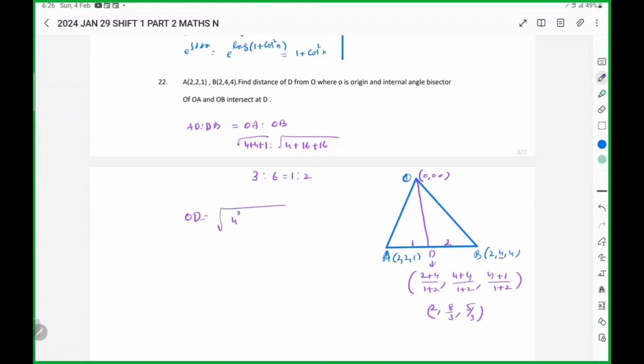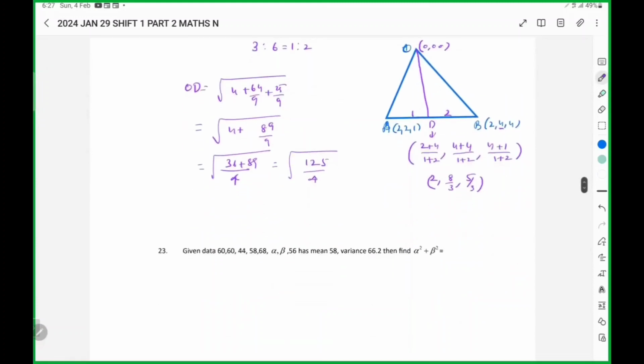So 2 square, 64 by 9 plus 25 by 9, so here it is 89 by 9, 36 plus 89, 124 by 4.